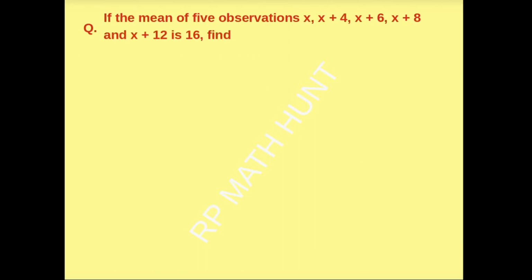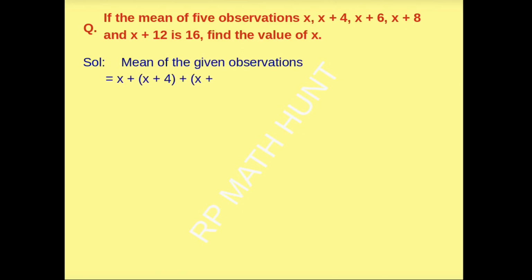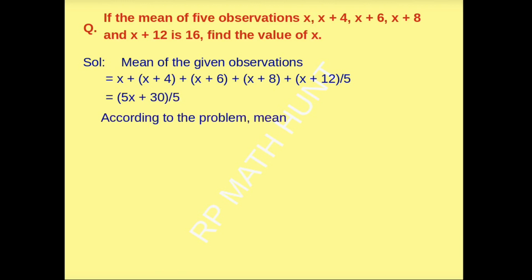Next question. If the mean of the 5 observations x, x plus 4, x plus 6, x plus 8 and x plus 12 is 16, find the value of x. The mean of the given observations is (x plus x plus 4 plus x plus 6 plus x plus 8 plus x plus 12) by 5, that is (5x plus 30) by 5. According to the problem, the mean is 16.